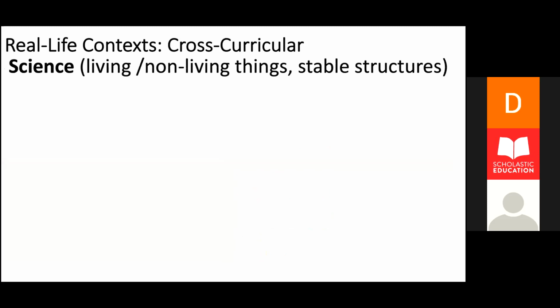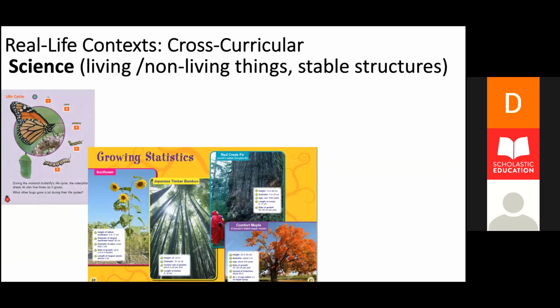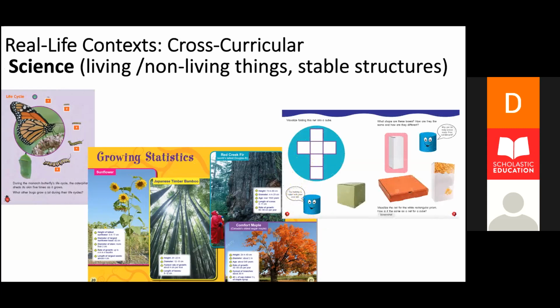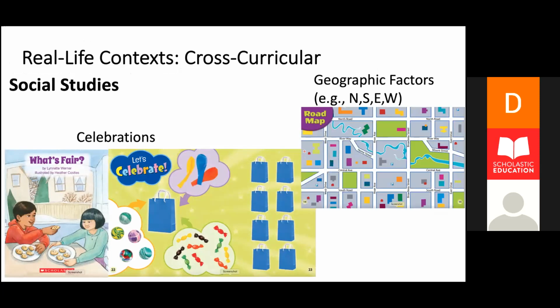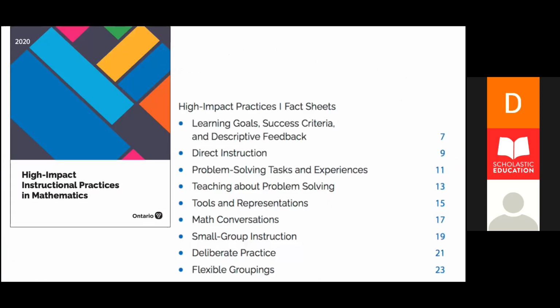Cross-curricular and science is so important, and the themes living and non-living things really lead to that kind of integration. You can see here, we've got things about animals, we've got things about plants, which is grade 3, and we also have stable structures where students, as you'll find out in grade 3, are working with nets when they're dealing with three-dimensional objects. And again, cross-curricular social studies, we can do grade 2 celebrations, and we can also do geographic factors. So we have taken care to incorporate all of this within the resource.